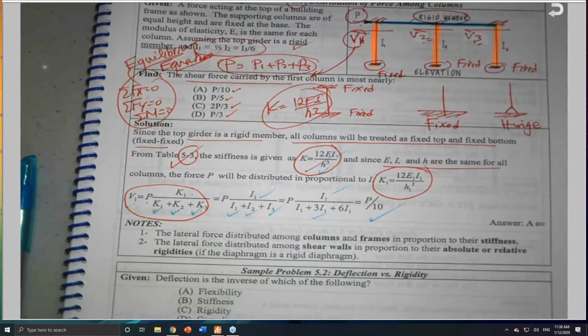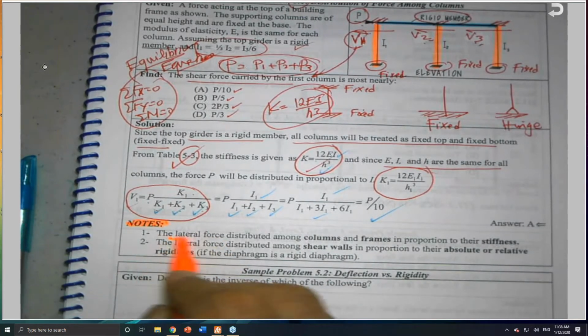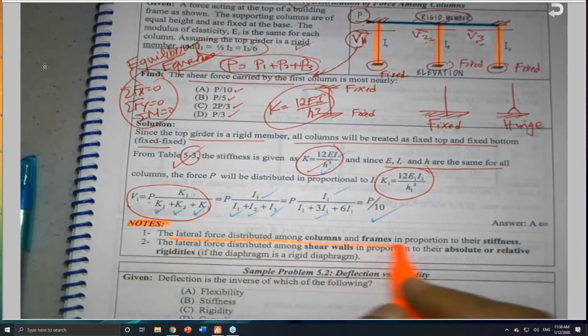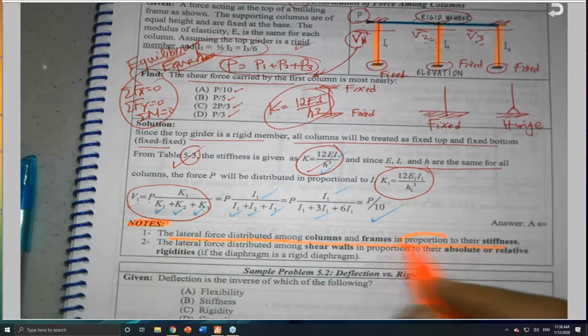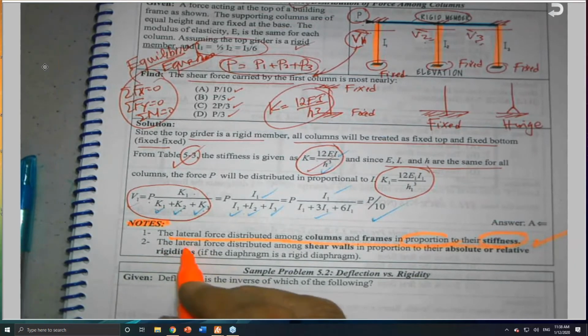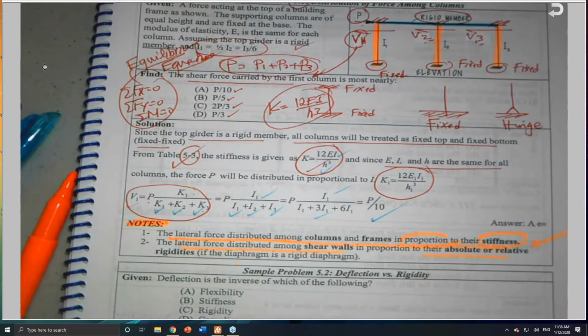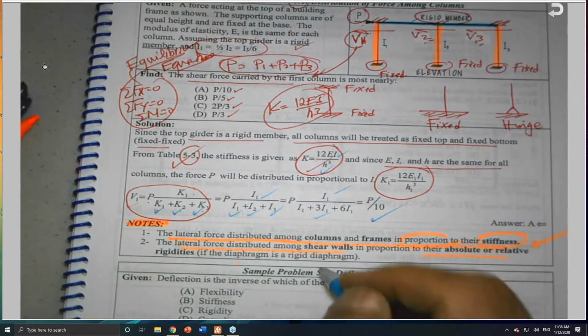And this is what you see here. Notes: the lateral force distributed among the columns is in proportion to their stiffness. Here it is. And another note is the same thing: relative rigidity or relative stiffness. Makes sense. Okay, problem number 5-1.